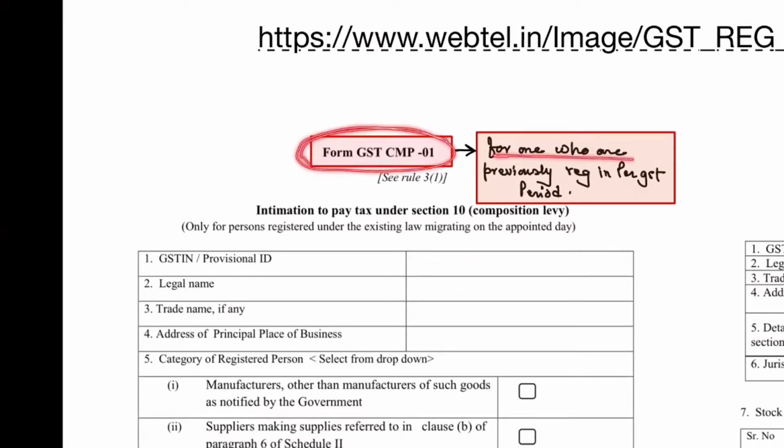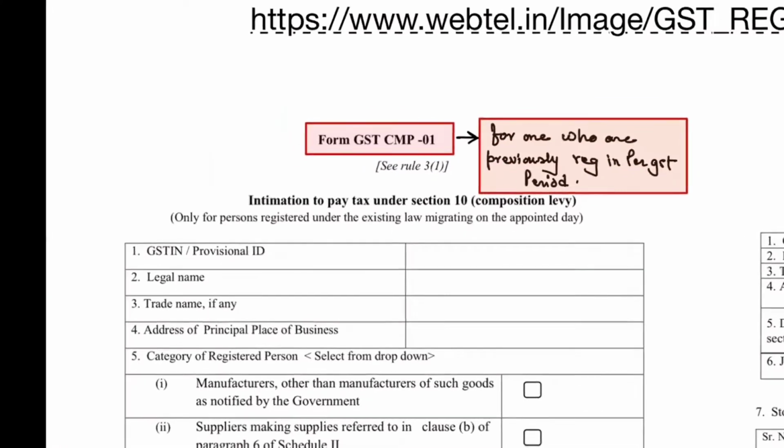Okay. Now see what they have given. Intimation to pay tax under section 10 only for persons registered under the existing law migrating on the appointed day.